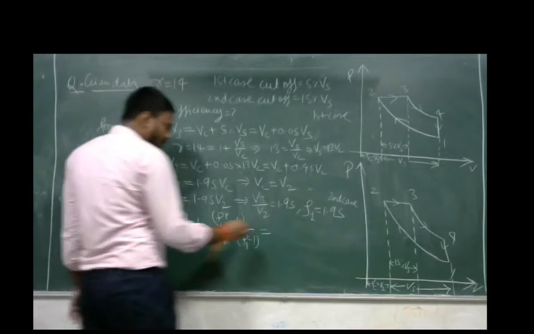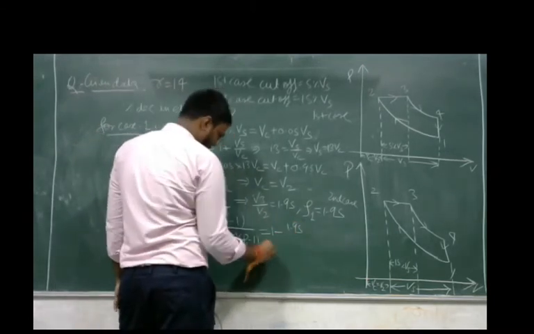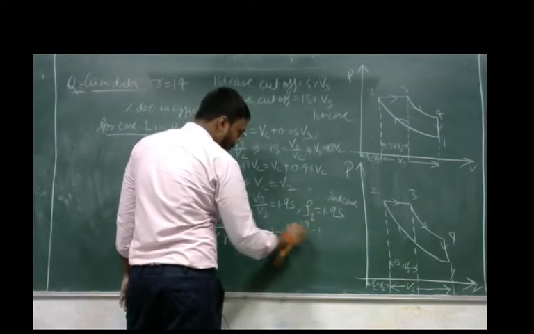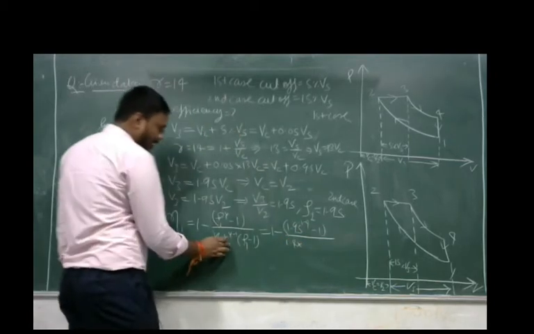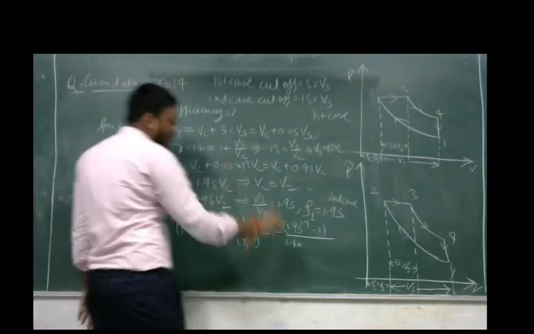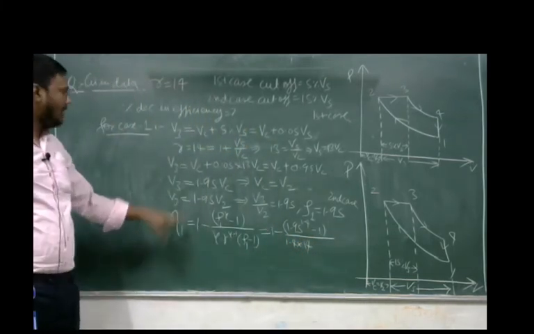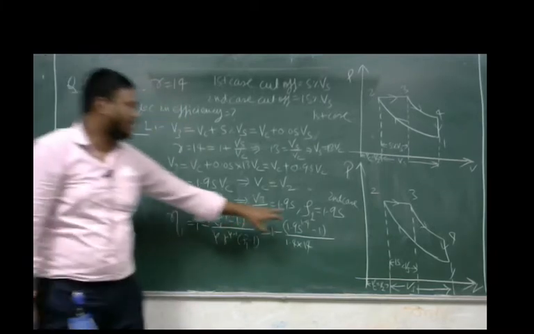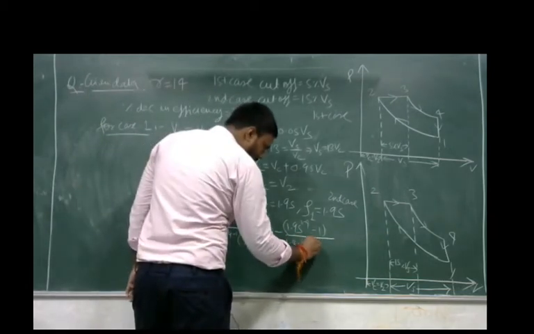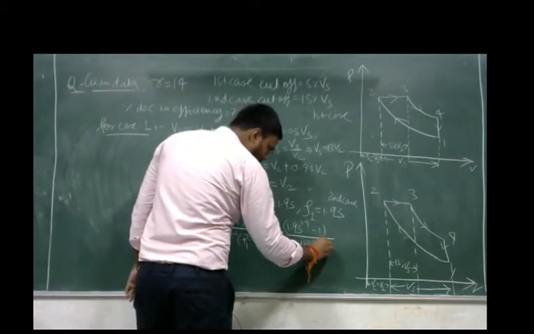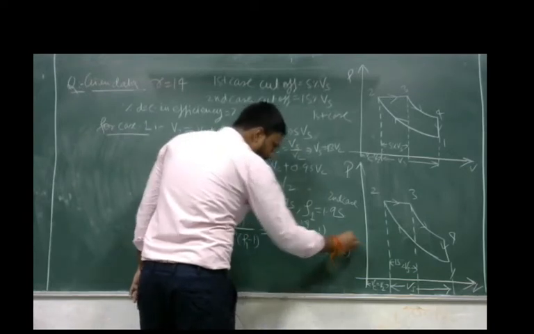Put all these values here, so we get 1 minus rho 1 means 1.95 to the power 1.4 minus 1, divided by gamma equal to 1.4 into r, the compression ratio, 14. R is the same for both cases. There is only one value of R for both cases. Only rho is changing. R to power 1.4 minus 1 within bracket rho 1 means 1.95 minus 1.